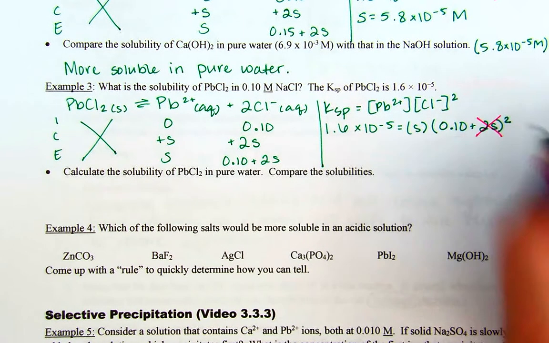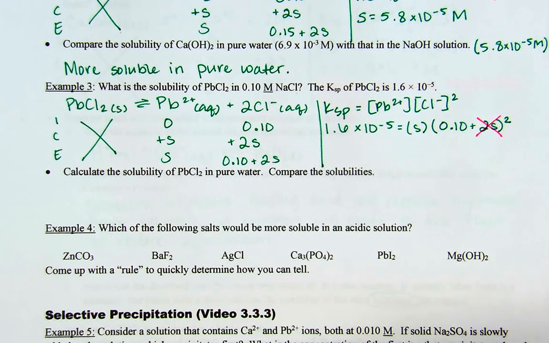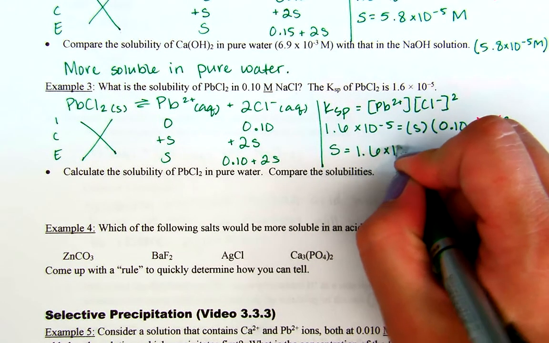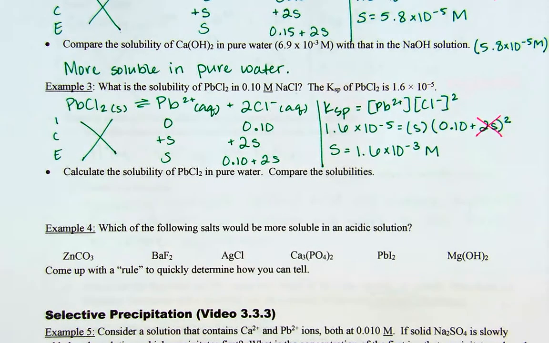So it's not really going to make a difference when I add it. So I'm going to cross that out and get my S equal to 1.6 times 10 to the negative third molar. So that's my molar solubility there.